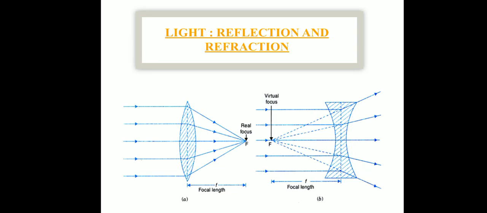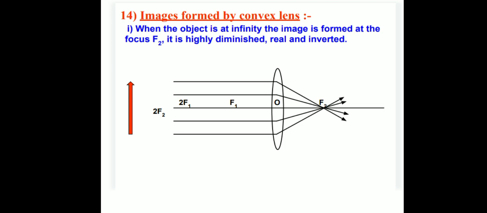Hi students, this video is on chapter Light, Reflection and Refraction Part 8. In this video, let us discuss the formation of different types of images by a convex lens and the concave lens at different positions of the object. Now let us start with the image formed by the convex lens at different positions of the object.